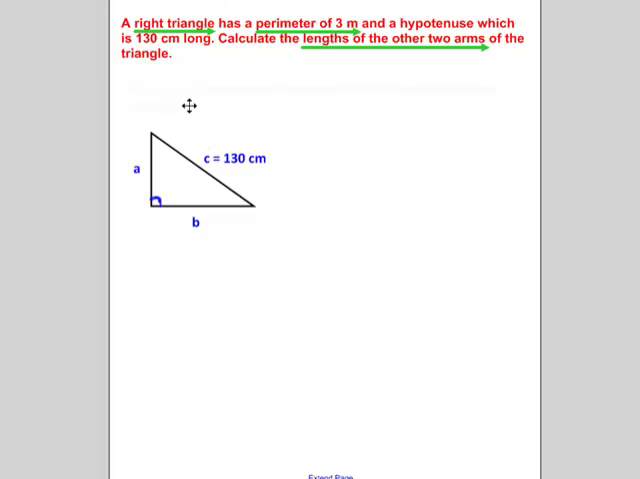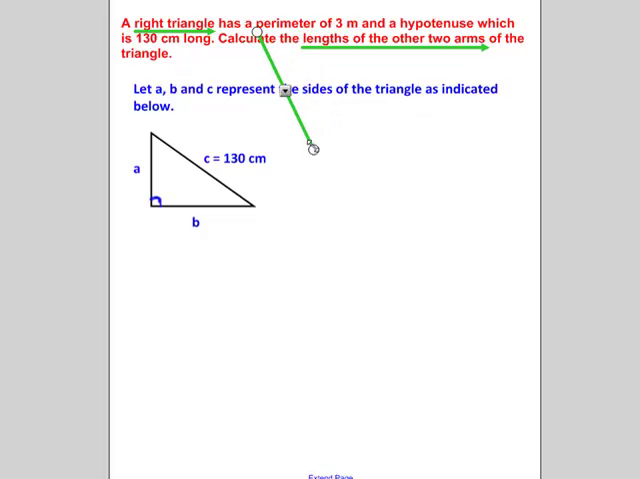Once I have this information recorded, I should probably make a statement to let you know what my variables are. Let's let A, B, and C represent the sides of the triangle as indicated below. Now I'm going to use the first piece of information, my perimeter of 3 meters, to make a formula about A, B, and C. So I know that A plus B plus C is equal to 3 meters. But I'm going to write it as 300 centimeters. Next, I know that C is equal to 130 centimeters. So I'm actually going to substitute that value in.